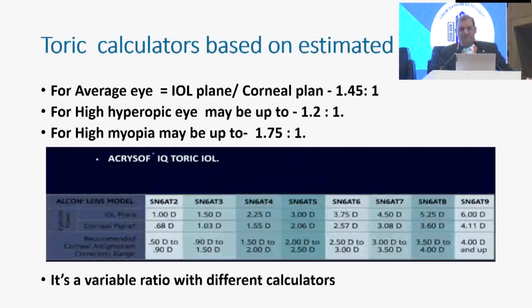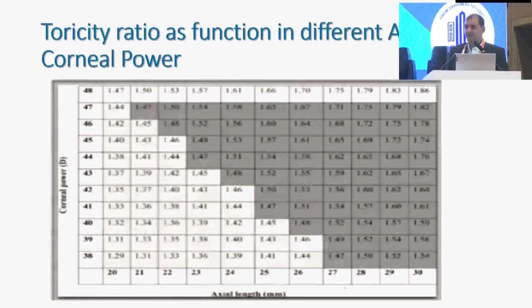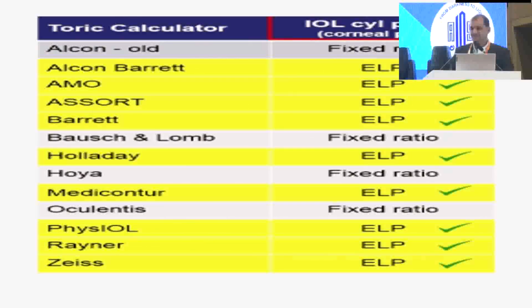Suppose your patient has an average eye, then the toricity ratio is 1.45 to 1. But if the patient has a hyperopic eye, it may shift to 1.2 to 1, or if the patient has high myopia, it may shift to 1.75 to 1. So the variable toricity ratio is very important, and newer toric calculators are coming up with it. Whatever the patient's axial length is, this has been compensated by the newer toric calculators. In the same way, a steep cornea or flat cornea also affects it a lot, and the toricity ratio will change. So these are the few calculators which consider the effective lens position toricity ratio.